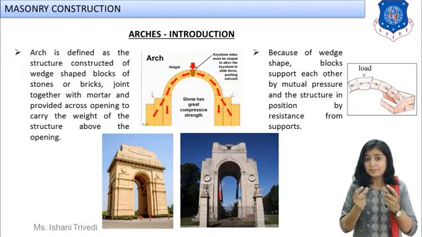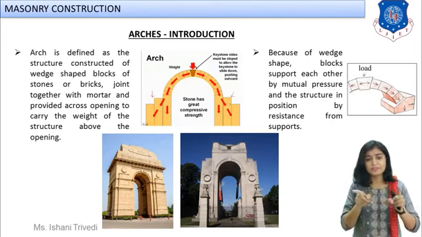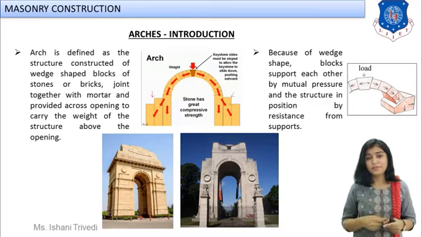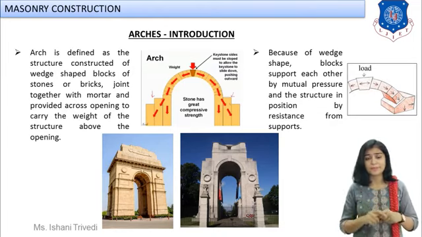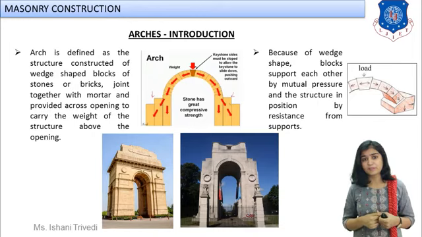They will keep the arch construction stable. Such kind of inter-pressure which is generated on each other is going to keep your arch construction stable as well. So this is a benefit of providing the wedge shaped blocks. It says the blocks will support each other by the mutual pressure. The proper word for it will be mutual pressure, and the structure is held in position by resistance from the supports, right?